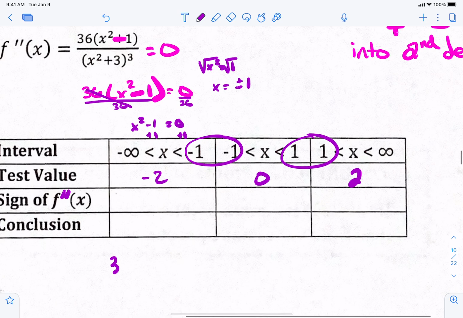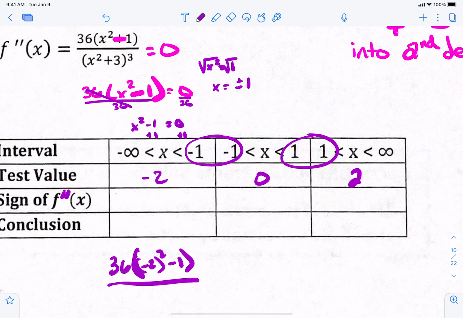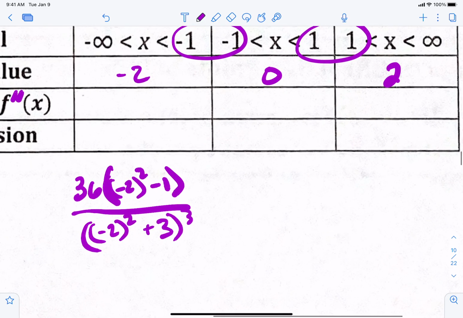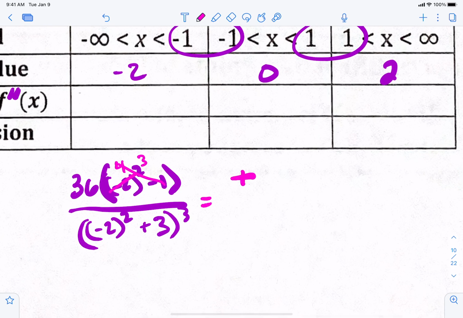So, 36 times (-2 squared minus 1) over (-2 squared plus 3) to the third power, okay? All right, we don't necessarily care what this number is. We just care if it's positive or negative. So, -2 squared is 4. They're all positive. 4 minus 1 is 3. 36 times 3, we don't care what it is. It is a positive number. This is 4. 4 plus 3 is 7. 7 to the third power is just another positive number, so this is positive.